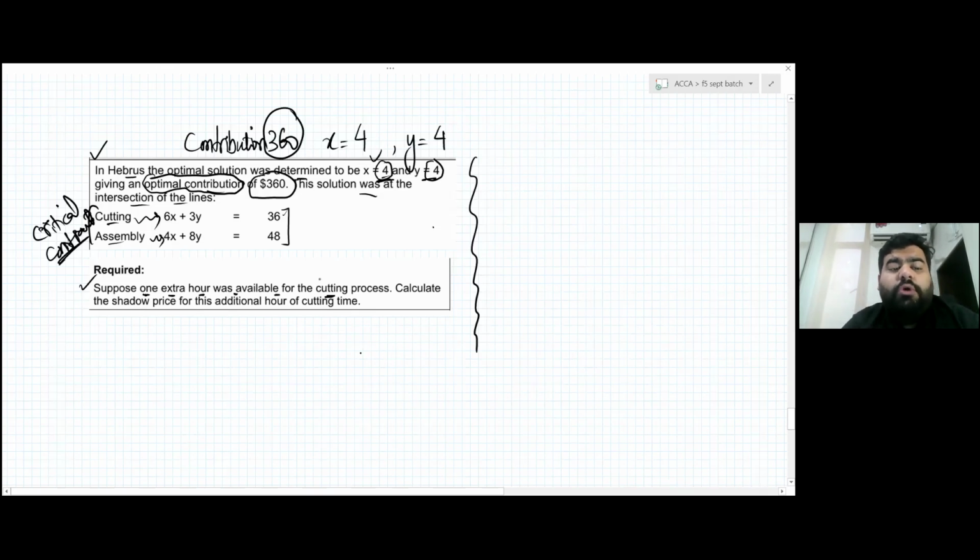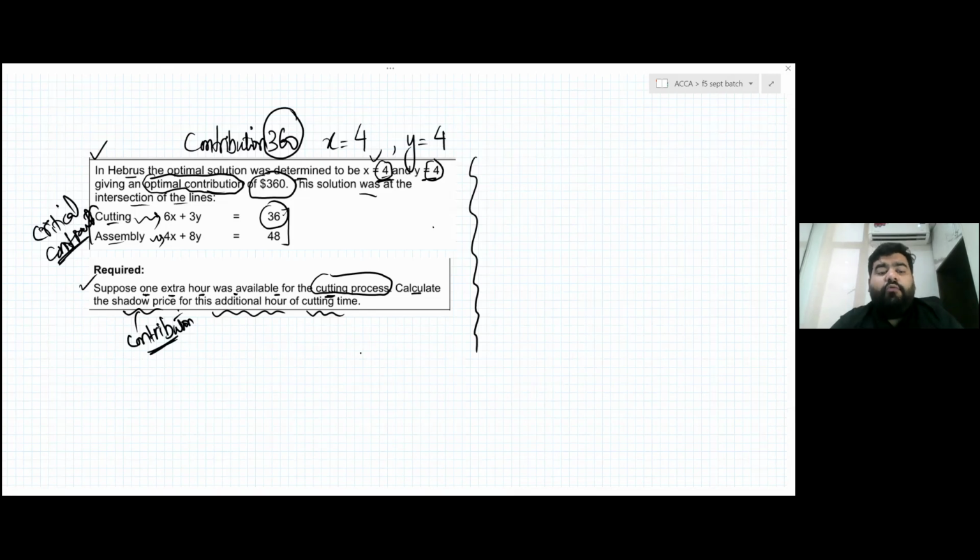Now you have two equations, cutting and assembly. He is saying in the question, suppose one extra hour was available for cutting process. Means if 36 hours are available here, and 1 hour extra is available, calculate the shadow price for this additional hour of cutting time. Calculate the shadow price means calculate the contribution due to this extra 1 hour. And he will mention in the question for which resource the shadow price should be calculated. Cutting, maybe he can ask you for assembly as well. So for cutting I will do, but for assembly I will ask you to calculate shadow price, then you will calculate.